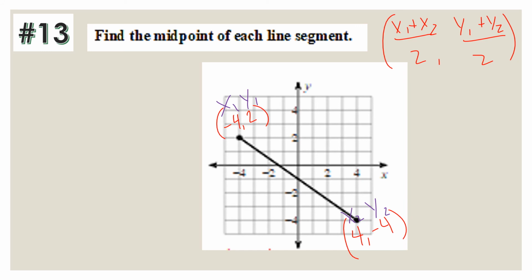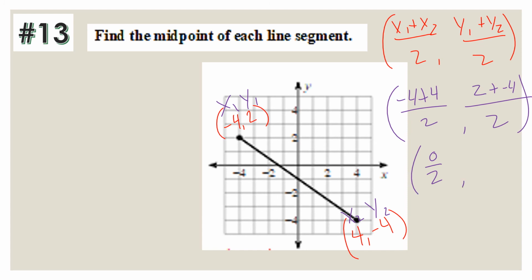We're going to add the x's together, so -4 plus 4 over 2. We're going to add the y's together, 2 plus negative 4 over 2. And you need the parentheses because it is a point. Negative 4 plus 4 is 0 over 2. 2 plus negative 4 is negative 2 over 2. 0 divided by anything is always 0. Negative 2 divided by 2 is negative 1. So you can easily see it on here too. Your midpoint is right there. Okay, 0, negative 1.